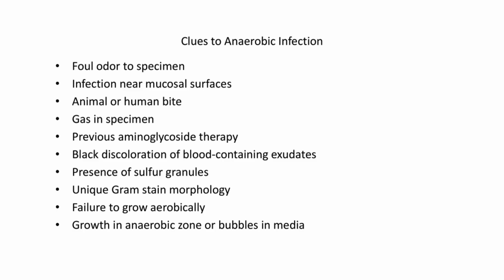Other signs include black discoloration in blood-containing exudates, the presence of sulfur granules, or a unique morphology on gram stain. If organisms are visible on the smear but fail to grow aerobically, that is another clue. Finally, growth may be observed in the anaerobic zone of a plate or as bubbles in fluid media.